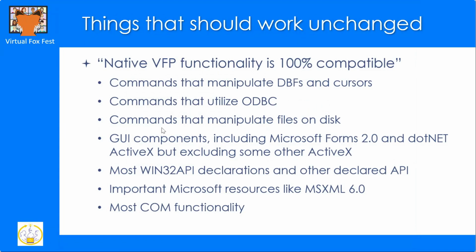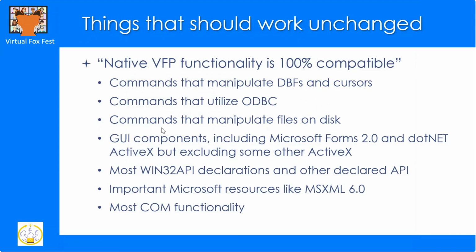The only difference would be that in the x64 world, any handles or memory pointers need to be expressed as long rather than integer. That didn't matter in x86 because they're the same thing. They're both 32-bit integers. But that's not the same in the x64 world. That's covered in the paper. You're using MSXML? Good news. Download and use the 64-bit version. And most COM functionality you've already seen.